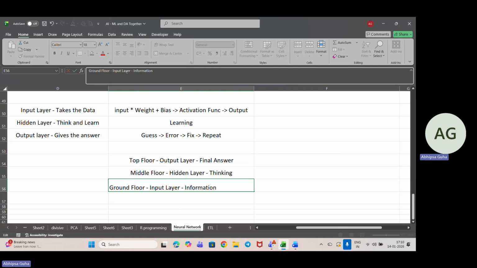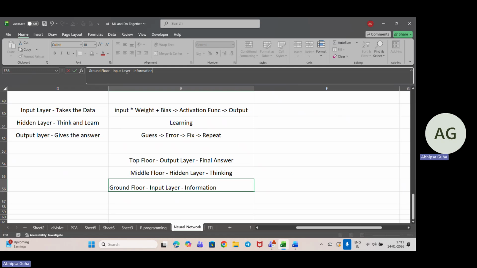Okay. So now, why do we need these layers? And one neuron is not enough, right? That is the question. When we have only a single neuron, it cannot do much. One neuron can only multiply, add, and decide yes or no. That's all. But many neurons together, organized in layers, can understand patterns, learn from mistakes, and recognize images, voice, emotion, all. Right? So this is why we need this many layers.